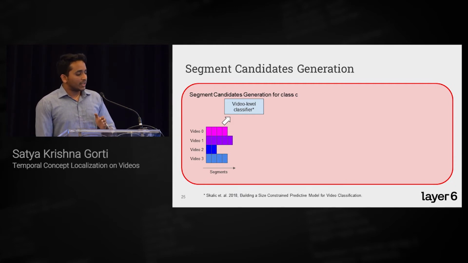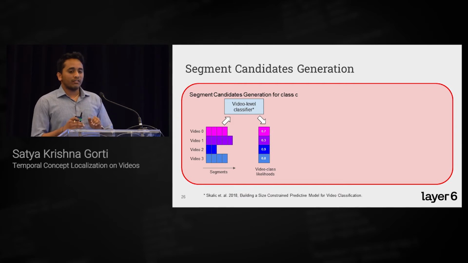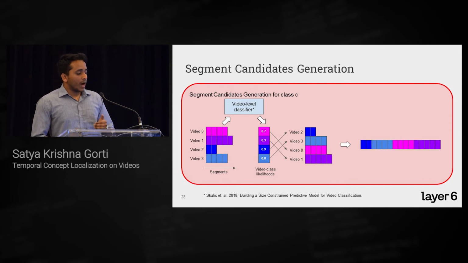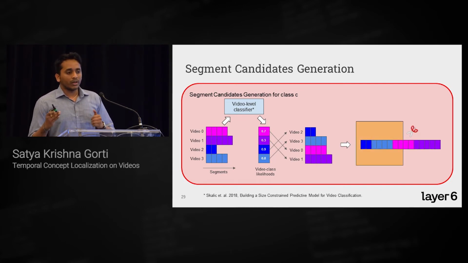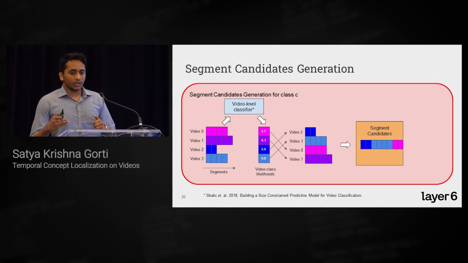At a very high level, we use a state-of-the-art video level classifier from Abu-El-Haija et al. 2018 to classify all the videos into classes. Here we have video 0, video 1 to video 3, and each of the blocks within a video represents segments. For this class, we have the probabilities that this model predicted. For video 0, the model thinks there's a 0.7 chance that this class belongs inside this video. Then we can sort them and take the top videos, and all the segments within those videos form the candidates for this class C. This reduces the pool of search space by a factor of 20 in our case.